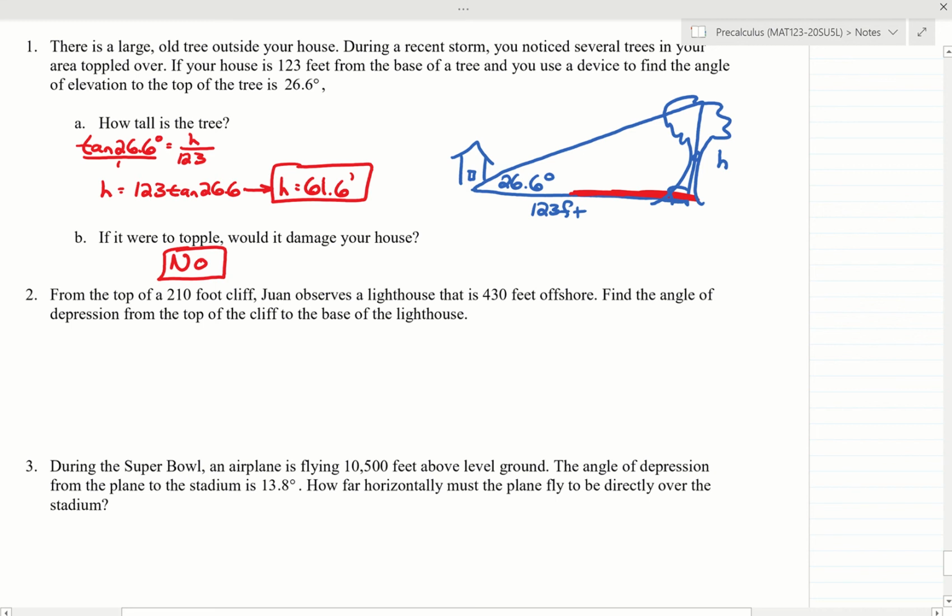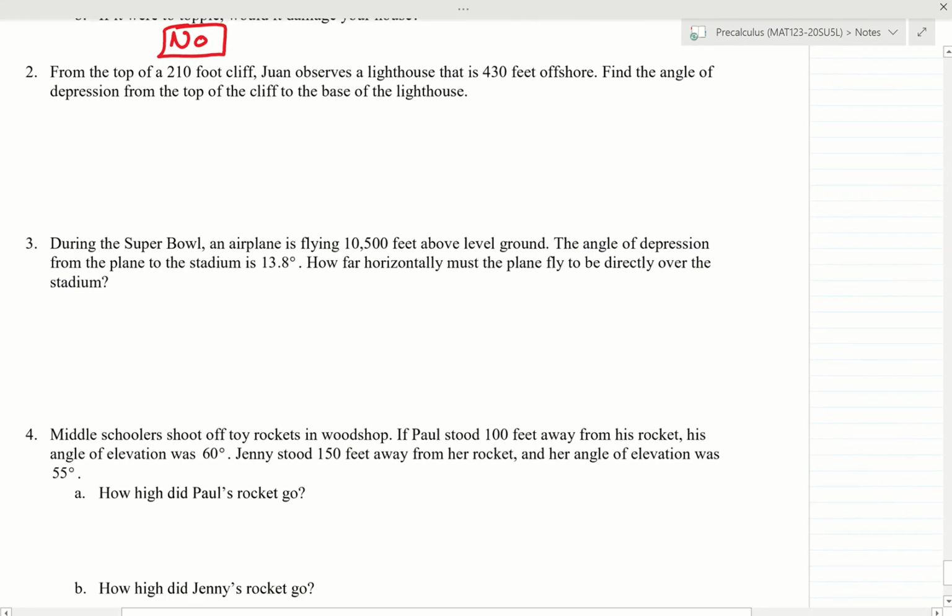Okay, let's take a look at number 2. From the top of a 210-foot cliff, Juan observes a lighthouse that is 430 feet offshore. Here's a cliff. Here's Juan. The cliff is 210 feet. The lighthouse is 430 feet. And this is like water, and here's the lighthouse. I can't draw here, so there you go. Everyone knows that's a lighthouse.